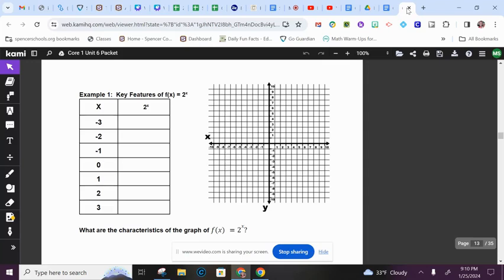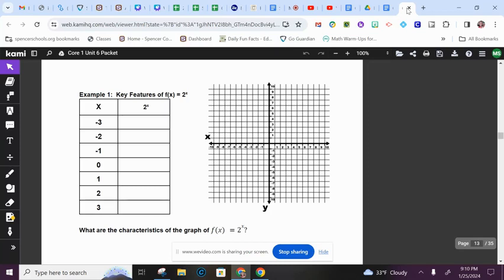So we're going to look at Unit 6, Lesson 2 here in the Introduction to Exponential Functions. Hopefully yesterday you wrote down the two vocab words that I had in the announcements. If not, you need to do that first and then go ahead and start this example 1.